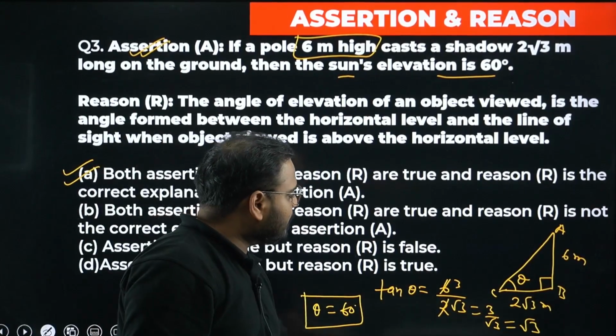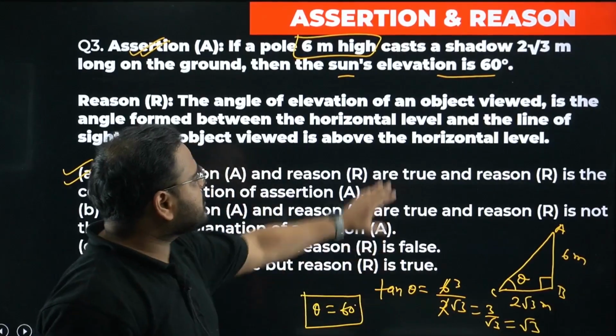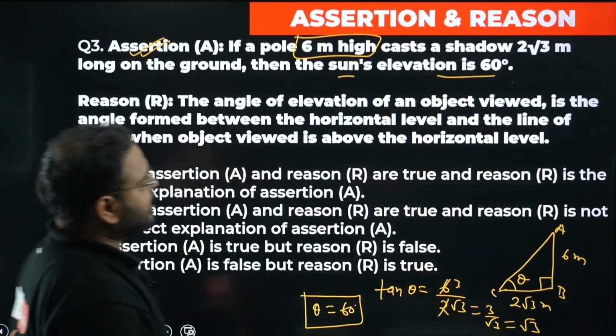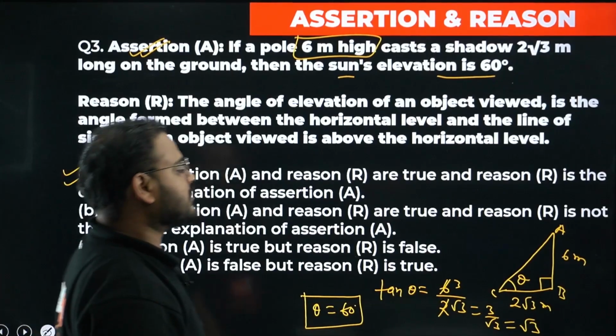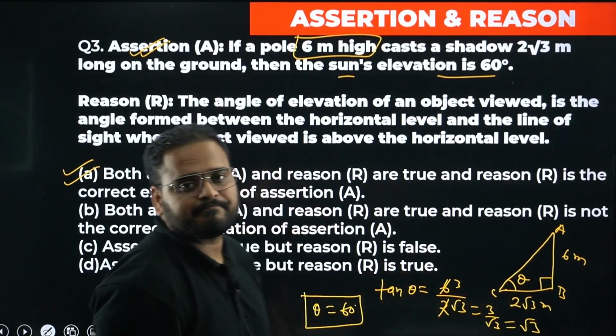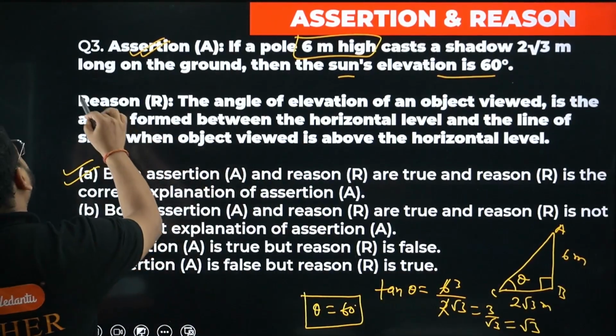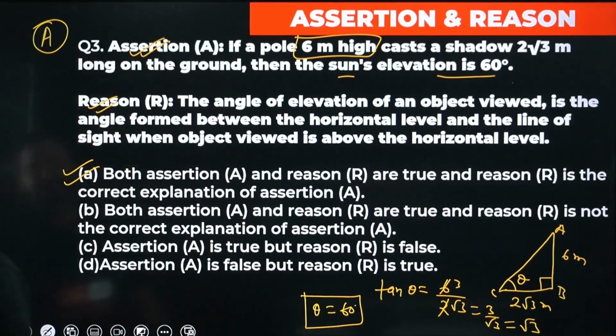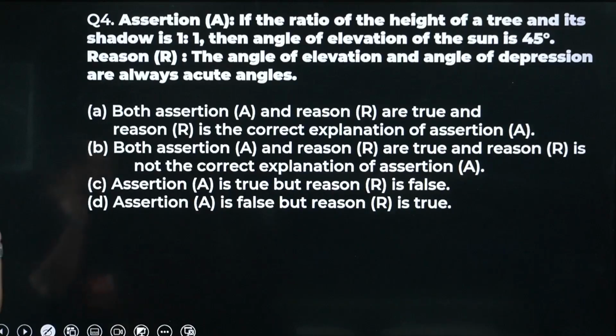We know that tan theta gives the 60 degree angle, and the ratio is given. We are using the concept of angle of elevation only. Option A is right. Option A is right.